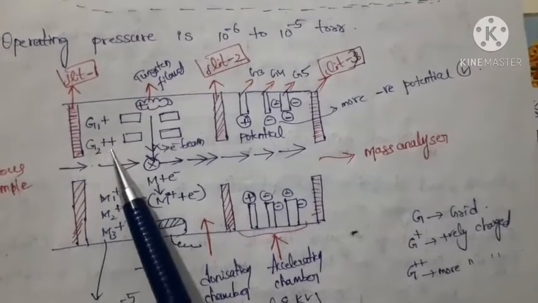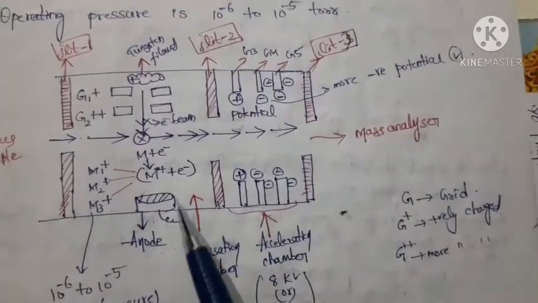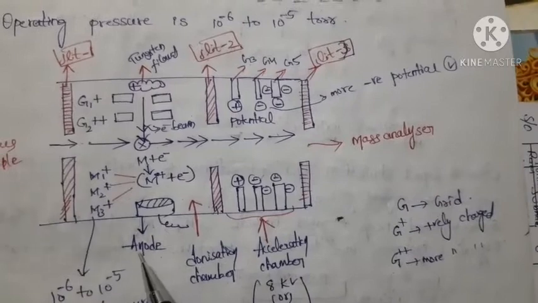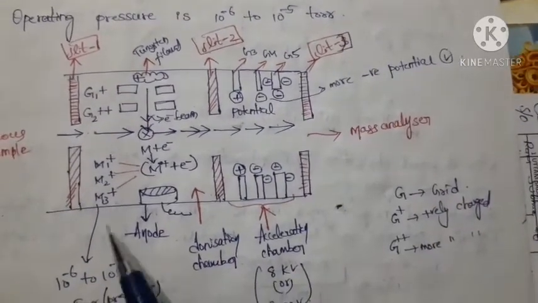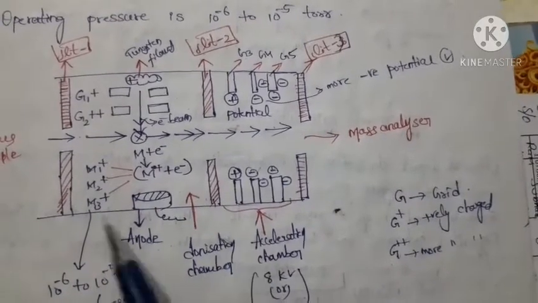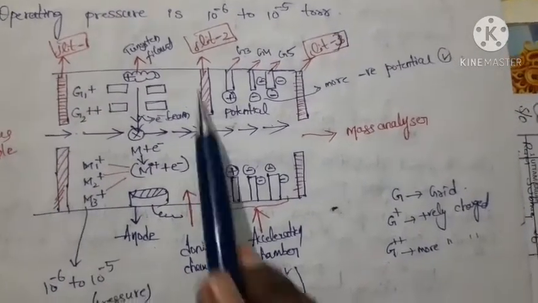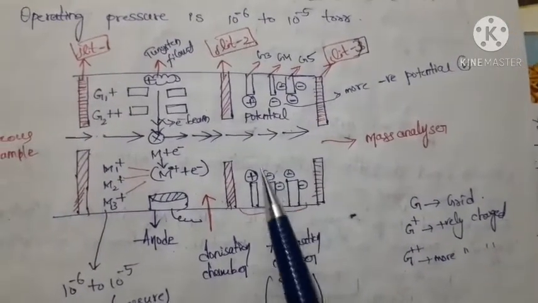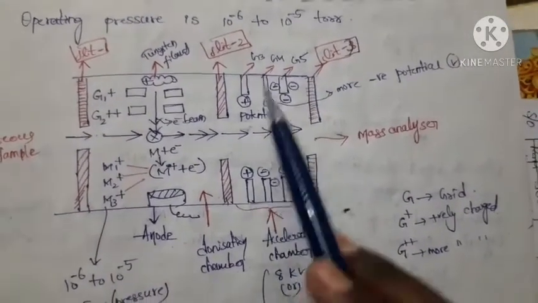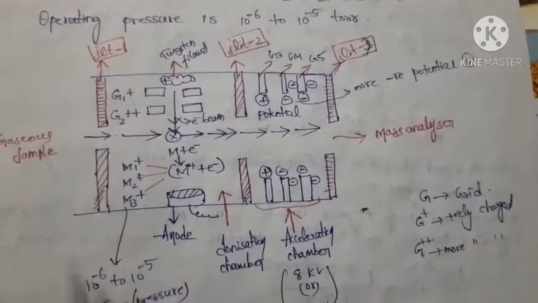Next, this is the anode, and this is slit 2 and this is slit 3. This is the ionization chamber, from here to here. And here this is the acceleration chamber. Now try to understand this.